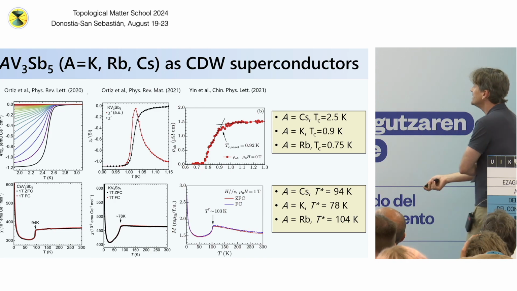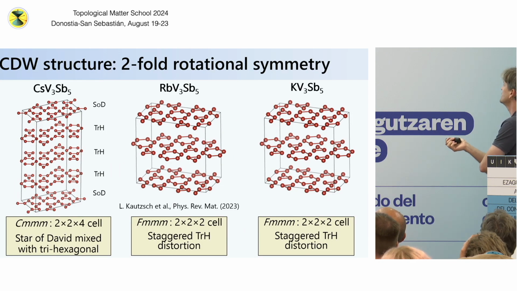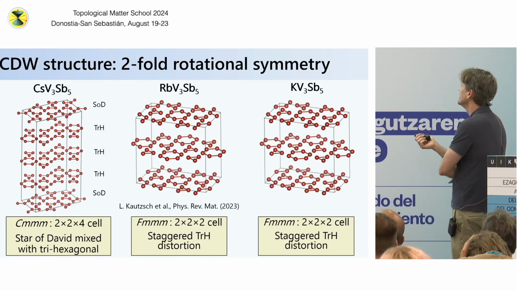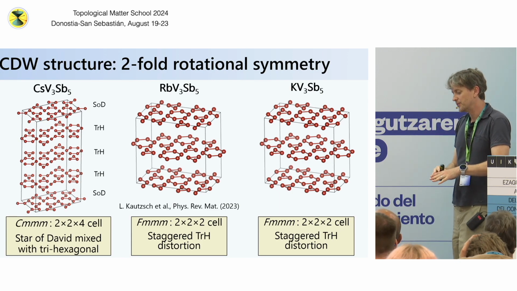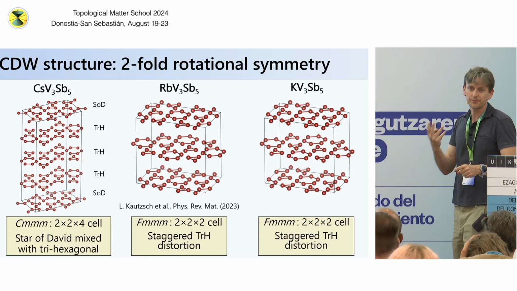And indeed, these systems do show charge density wave order, and if you solve what the structure of that charge density wave order is, it can be described as basically a breathing mode, or a so-called 3Q distortion.